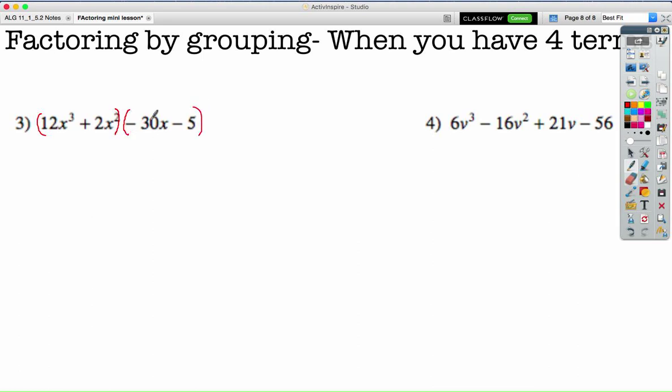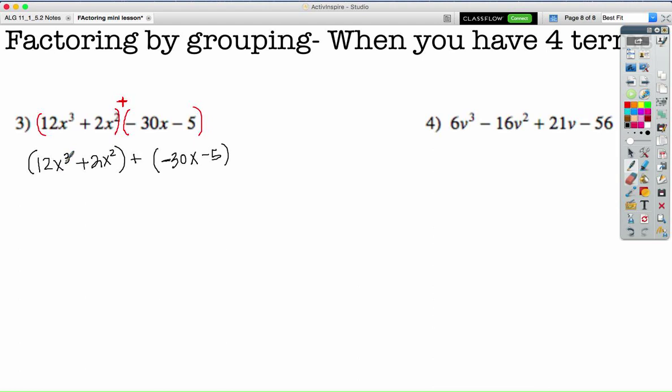Now, something that's important is when you group, if this happens to be negative, we should put a plus between them and keep the minus with the 30. So really what I'm looking at here is 12x cubed plus 2x squared plus negative 30x minus 5. If I keep the minus there, it's not necessarily going to make it all wrong, but it just causes you to have to be aware of something, and sometimes that causes us issues. So just a good rule of thumb is to shove the negative in there and put a plus between them.